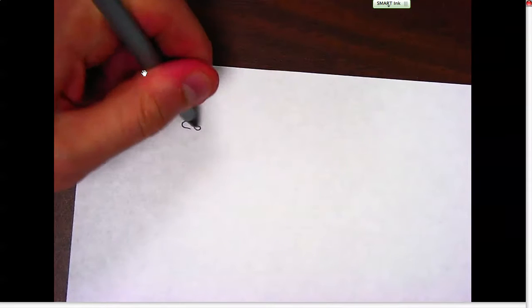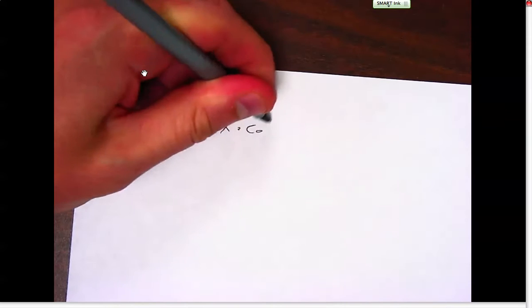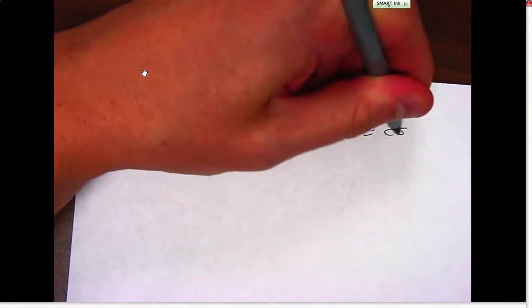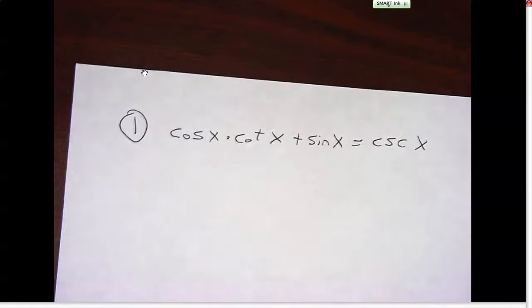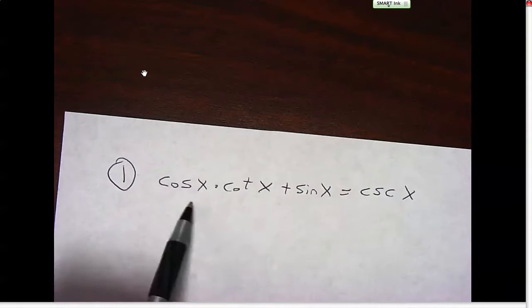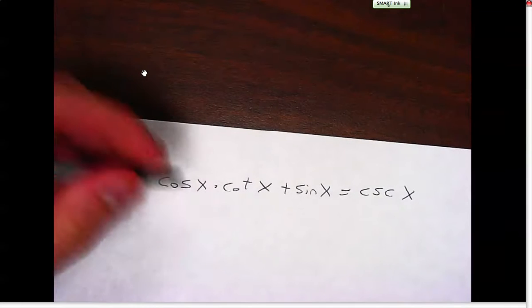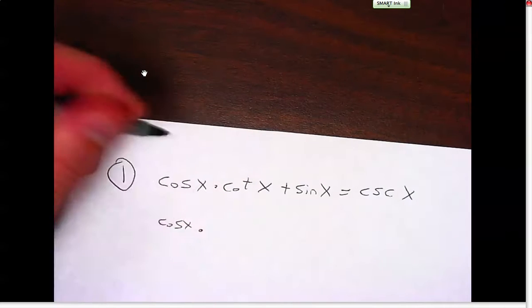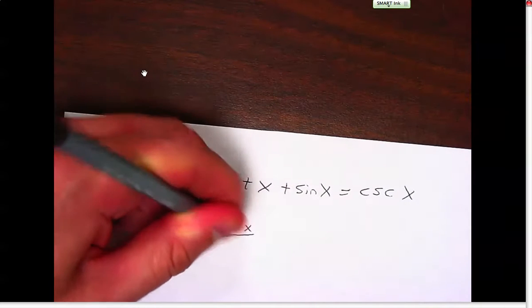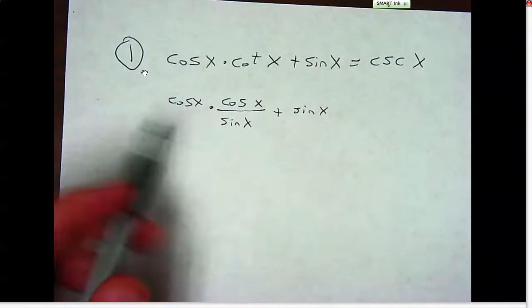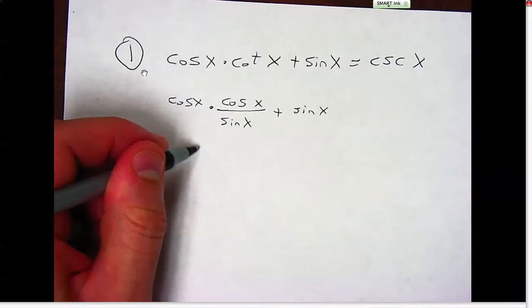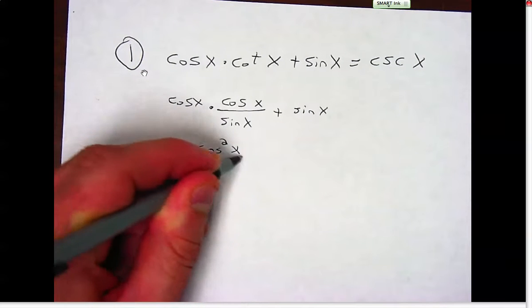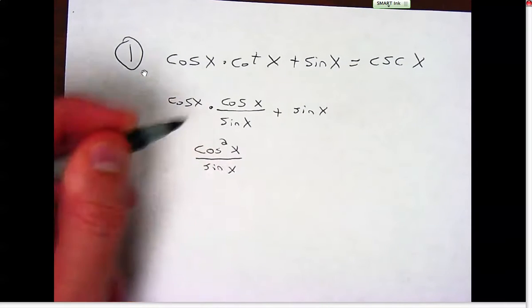So for number one, we're trying to verify that cosine of x times cotangent of x plus sine of x equals cosecant of x. And so we'll start on the more complicated side, the left side, and a good strategy to work with is to replace that cotangent with cosine over sine, that fundamental identity. And then we can squish this into one fraction. So that's going to be cosine squared of x over sine of x.